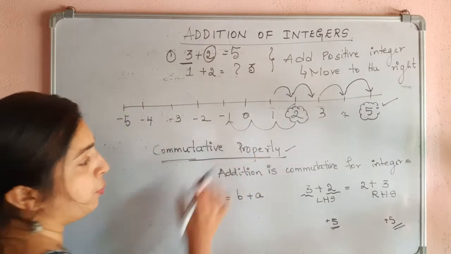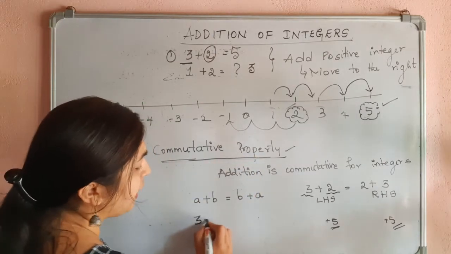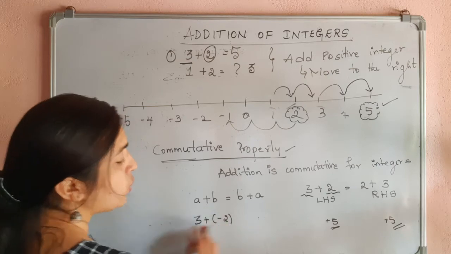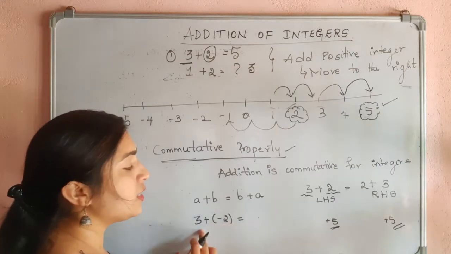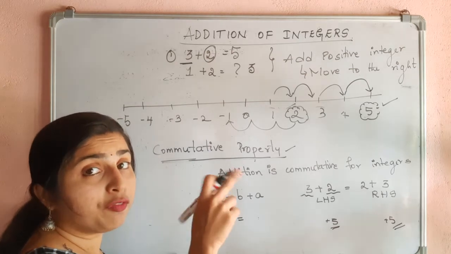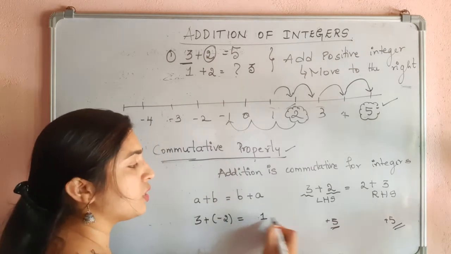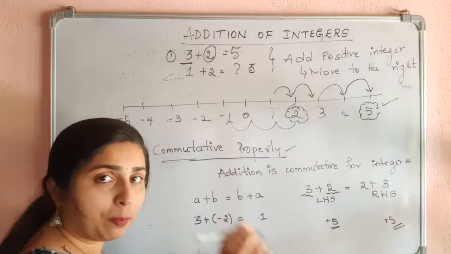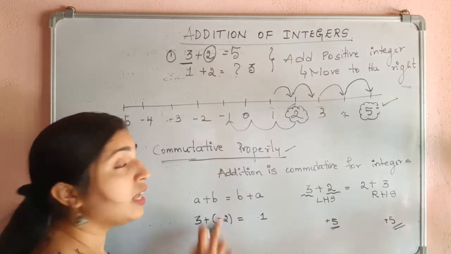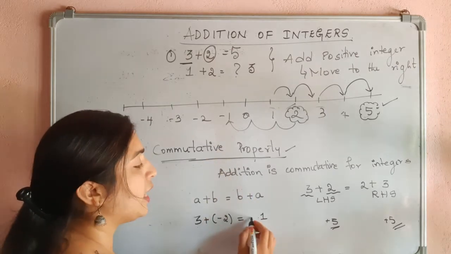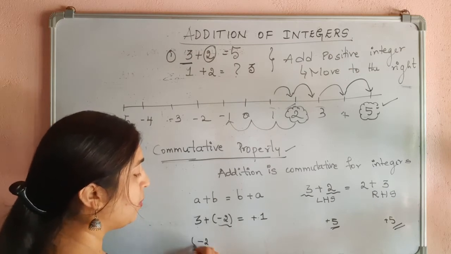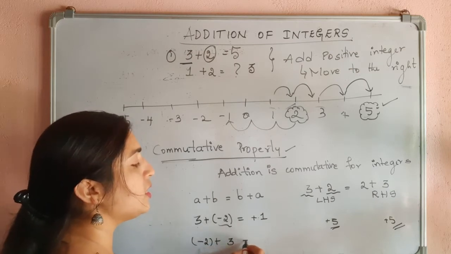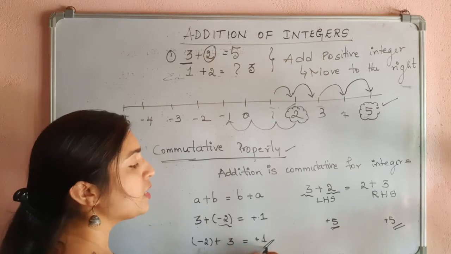So it is commutative. Suppose I take 3 plus minus 2. One is a positive integer, another is a negative integer. In this case, I have to take the difference of the absolute values, that is 1. Next, I have to place the sign of the larger absolute value, so that is plus 1. If I interchange the positions, minus 2 plus 3, this also will give you the same result.